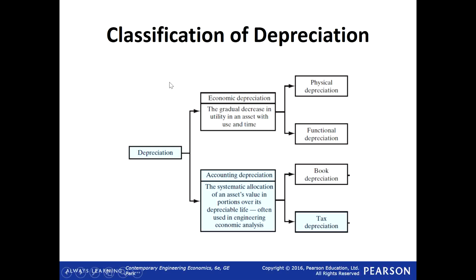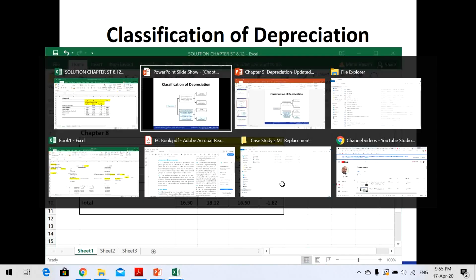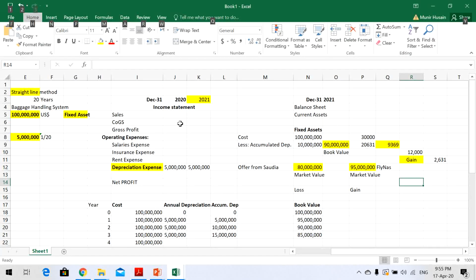Accounting depreciation, this is basically what we will use in engineering economic decisions as well as in financial statements. Now, in accounting depreciation, basically it's a systematic allocation of an asset's value in proportion over its depreciable life, right? What I mean by systematic allocation of asset value, if you remember this example, let me show you. Yes, this example which we discussed last time, right?